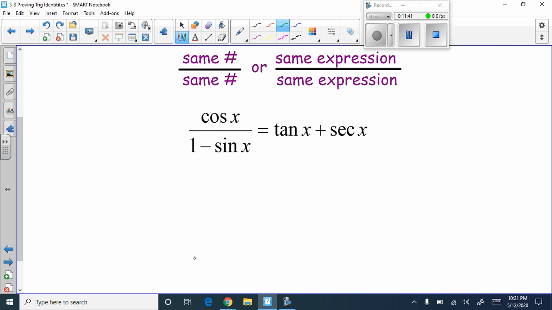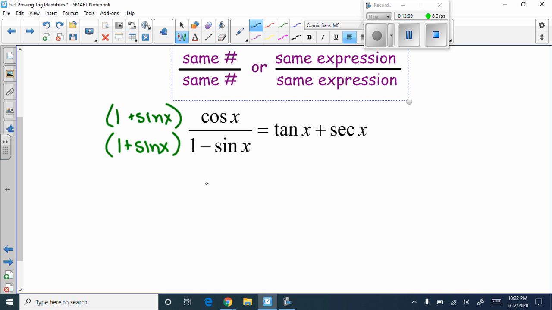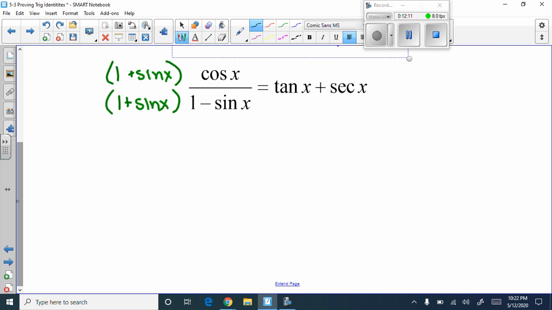So what I want to do here is create that Pythagorean identity. What I'm going to do, and you guys have done this with square roots, you guys have done this with imaginary numbers, is work with that conjugate. Since I have 1 minus sine x, I'm going to multiply the numerator and denominator by 1 plus sine x. What this is going to do to our denominator is create the difference of two perfect squares, and it's going to allow us to use that Pythagorean identity.